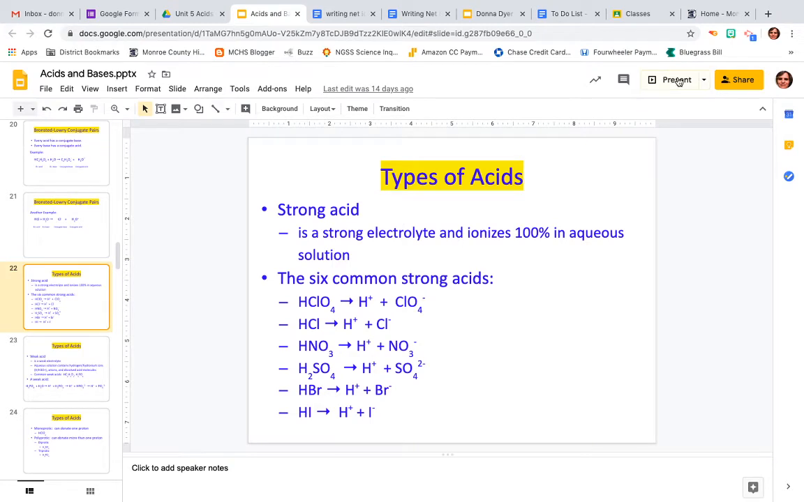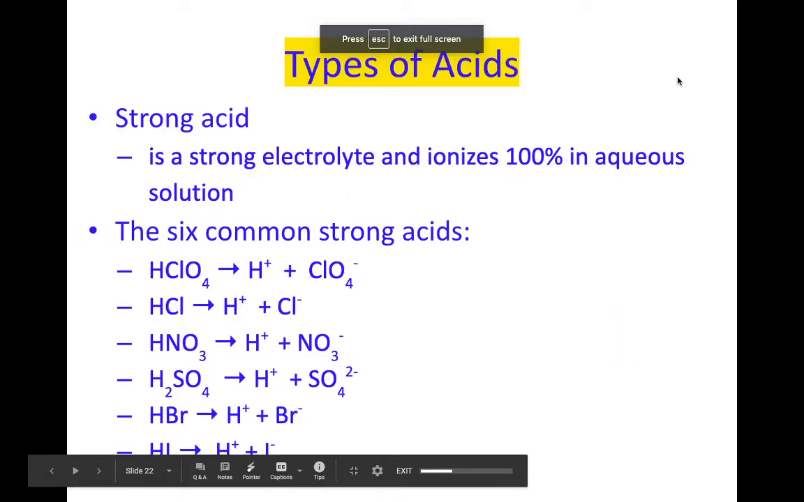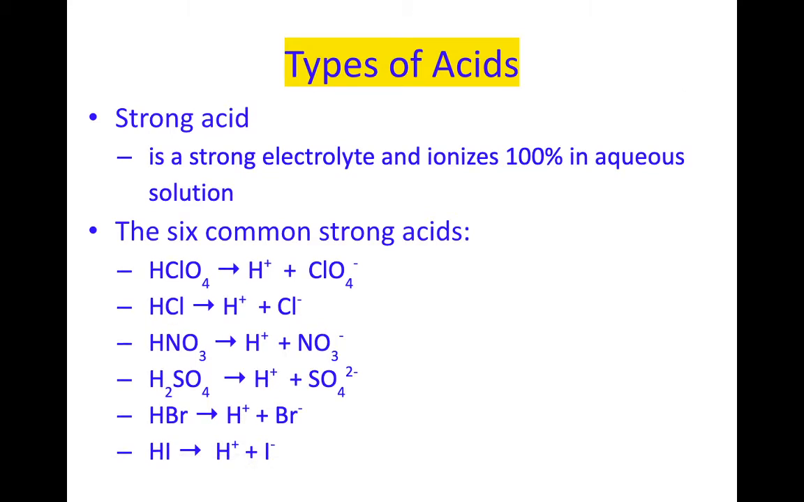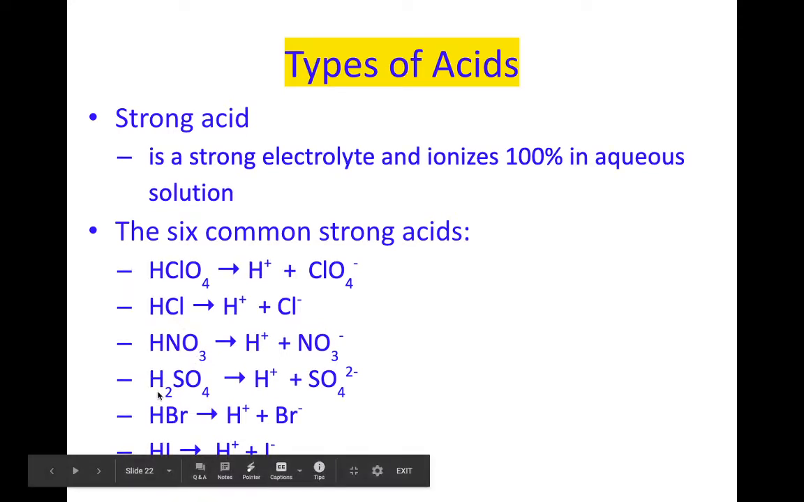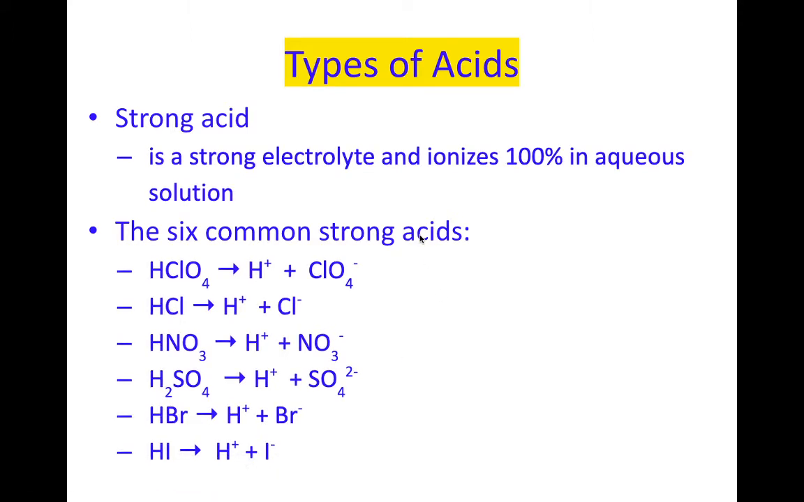So first thing we want to do is look at types of acids. A strong acid is an acid that is a strong electrolyte, meaning that it ionizes 100% when you put it in water, and it forms a solution that will conduct electricity very easily. And there are 6 common strong acids. That is going to be your HClO4 or perchloric acid, HCl, which is hydrochloric acid, HNO3, which is nitric acid, H2SO4, which is sulfuric acid, HBr, which is hydrobromic acid, and then HI, which is hydroiodic acid.